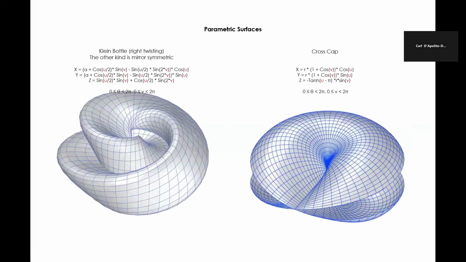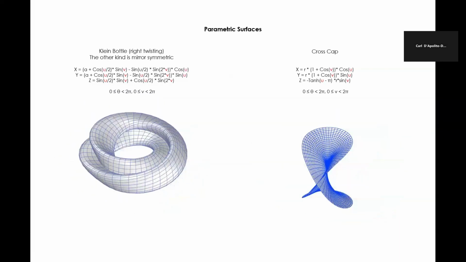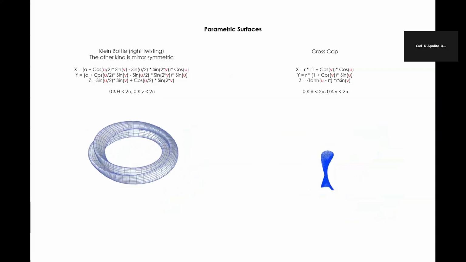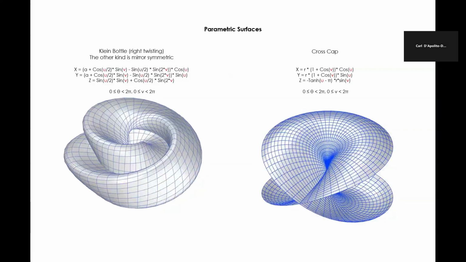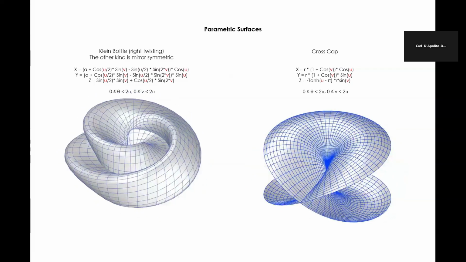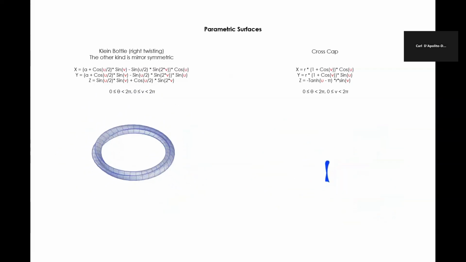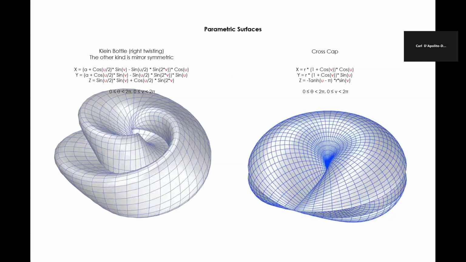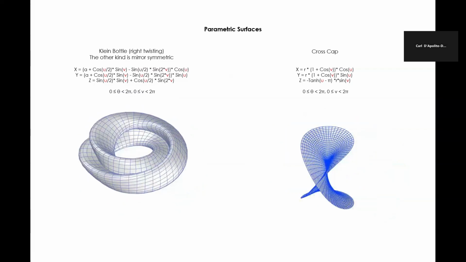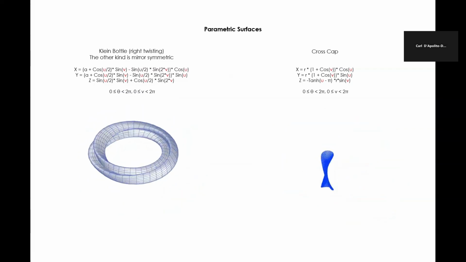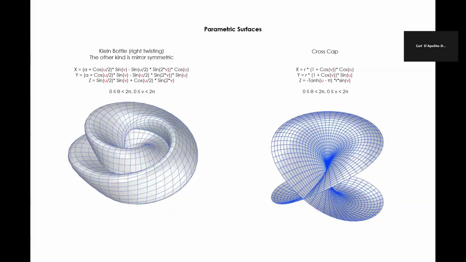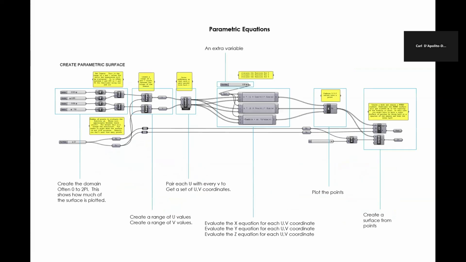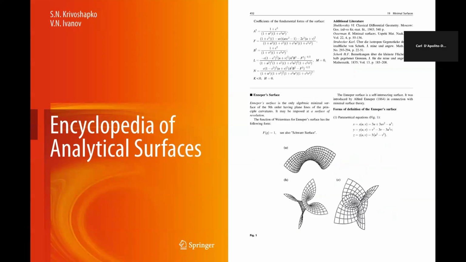Usually it's 0 to 2 pi. Sometimes it's 0 to pi, sometimes 0 to half pi. 0 to 2 pi is for a complete 360 degrees. So you basically plug in a bunch of numbers for u and a bunch of numbers for v, and you get different numbers for x, y, and z, and you plot those points in space. There are many different places to look up these equations. This is what that looks like in Grasshopper. I'll go through that in a minute. I've given you this encyclopedia of analytic surfaces, which has the parametric equations for many surfaces.